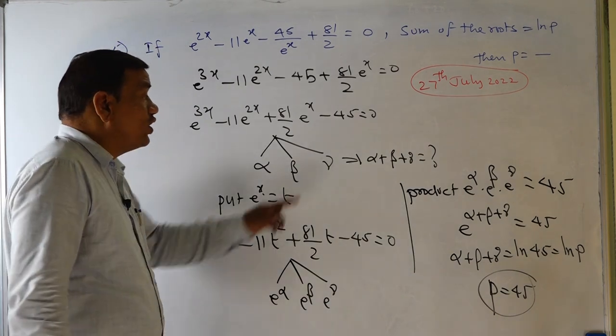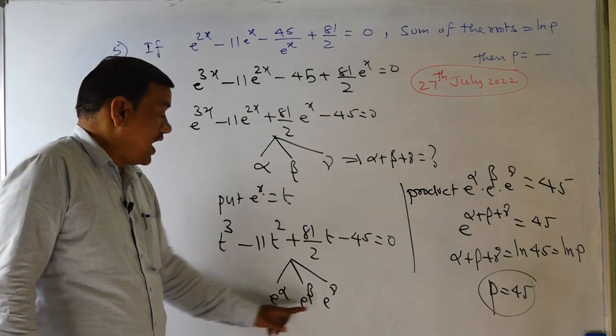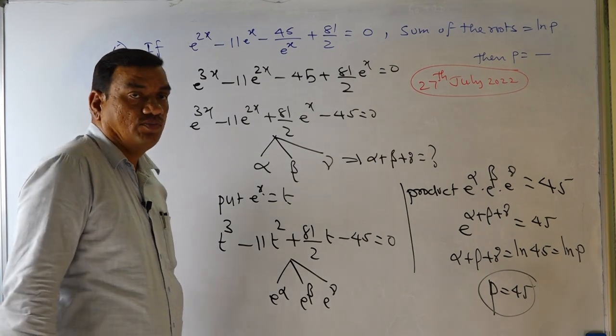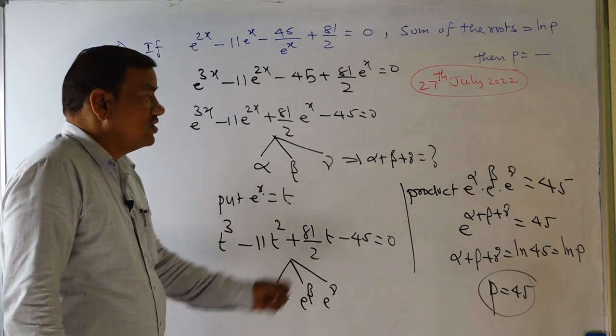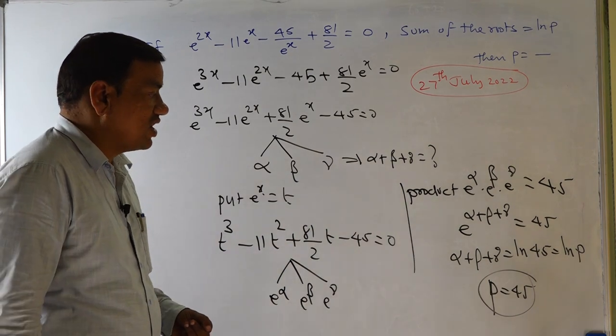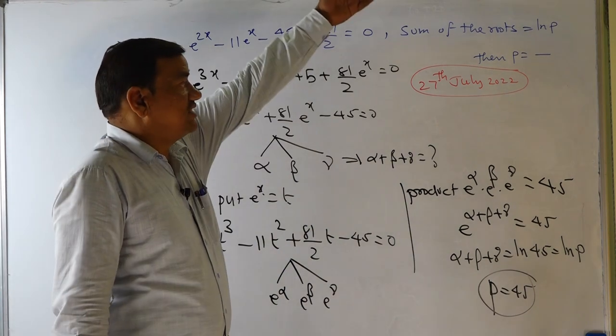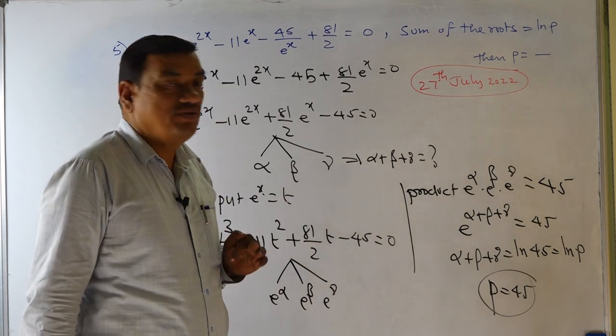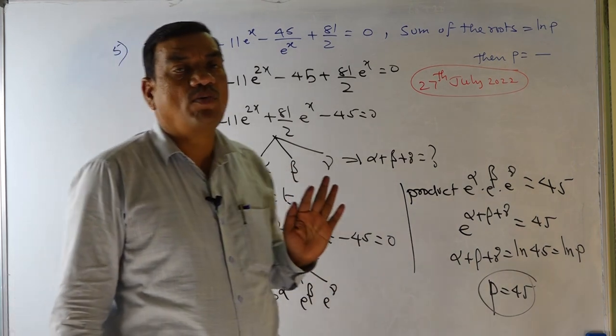Therefore, to find alpha plus beta plus gamma, I have taken the product of the roots. Product of the roots is equal to 45. So, e power alpha plus beta plus gamma is 45, alpha plus beta plus gamma is ln 45. That is given as ln p. Therefore, your p value is 45. So, very, very easy problem this is.